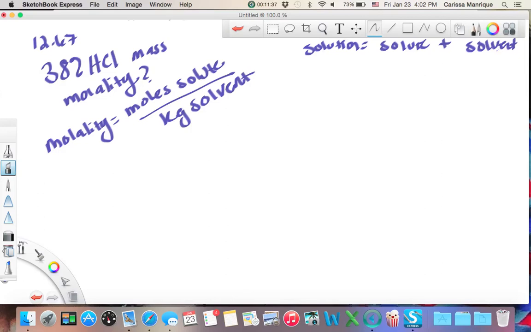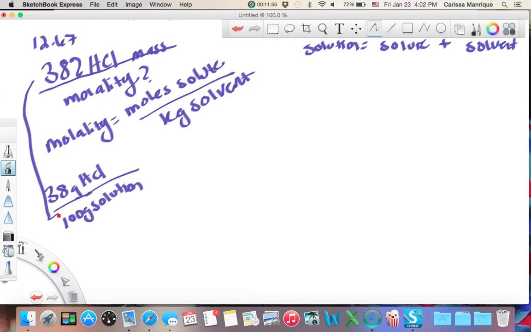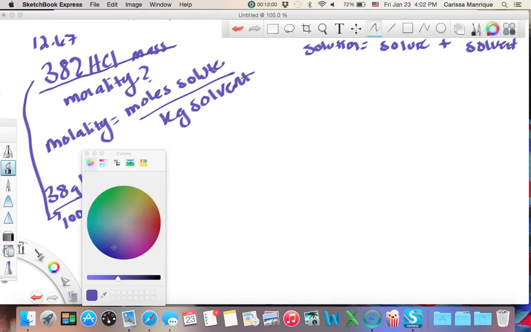Okay, so now let's see, we have 38% by mass. What that tells us is for every 100 grams of solution, there are 38 grams of hydrochloric acid. Okay, that's what this tells us. Let me change the color again.